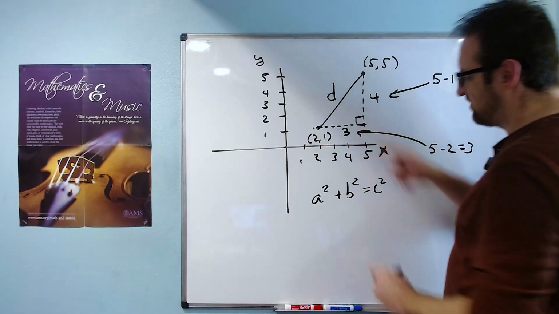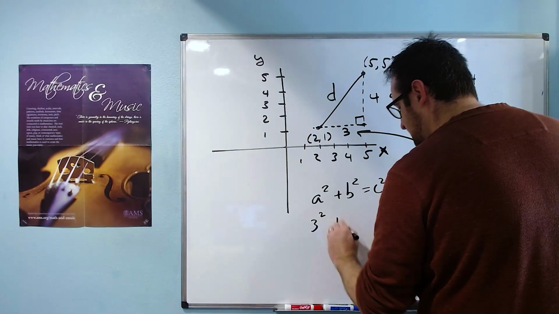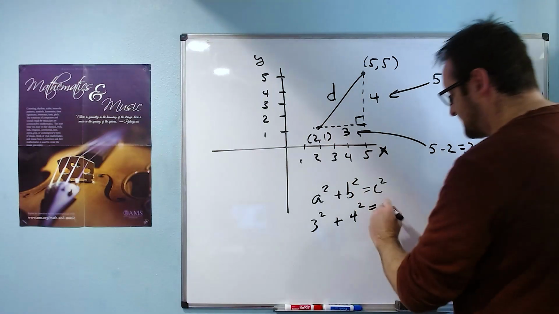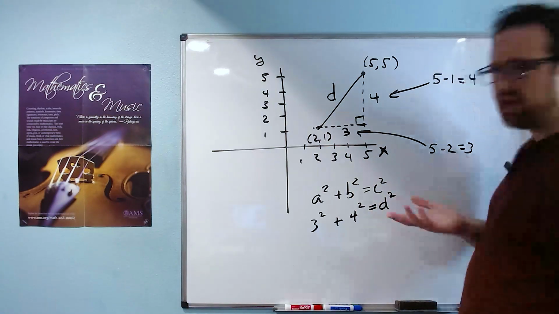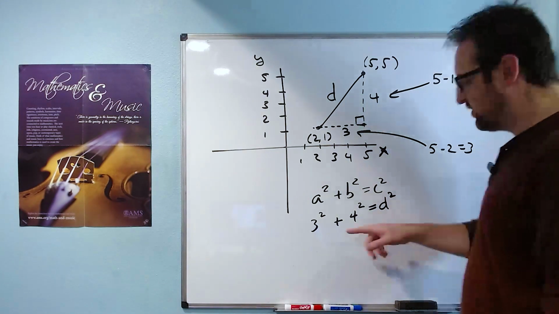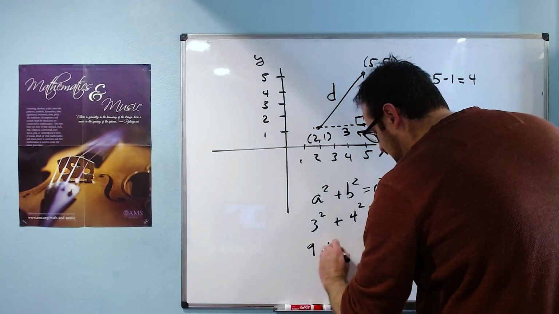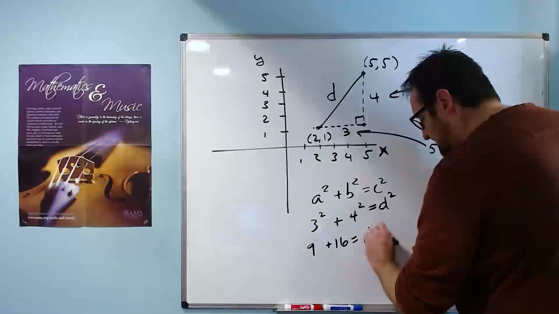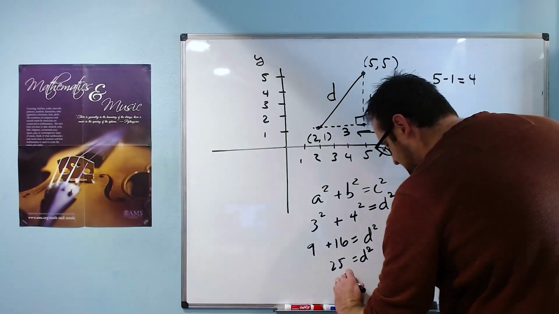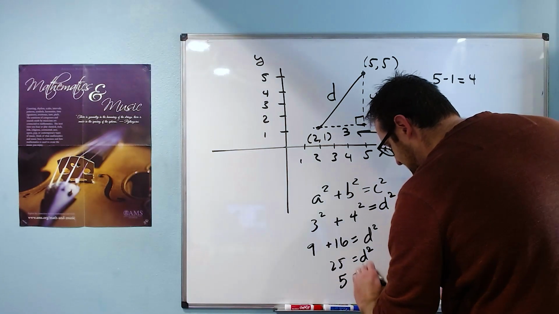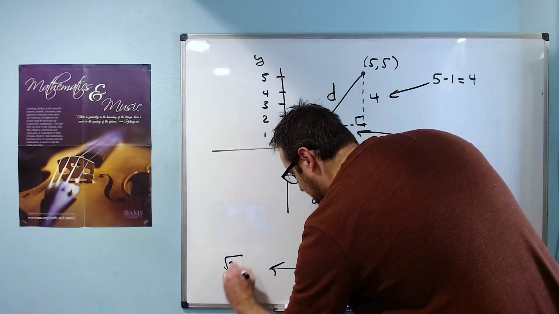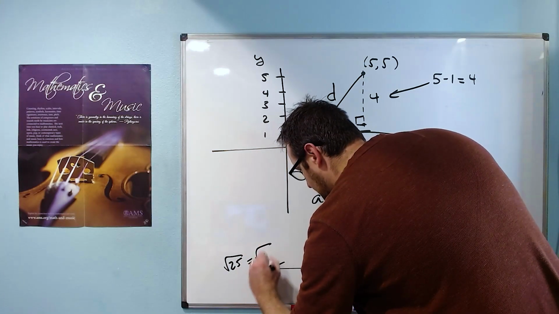Well, the 3 and the 4 are the 2 legs, so we get 3 squared plus 4 squared, and the c is this d over here. That's the d squared thing. We don't know what that number is. That's actually what we're trying to find. We're trying to solve for this d here. So if we simplify this, we get 9 plus 16 is equal to d squared, or 25 is equal to d squared, which tells us if we square root both sides, that d has to be equal to 5. That last step there was square root of 25 equals the square root of d squared.